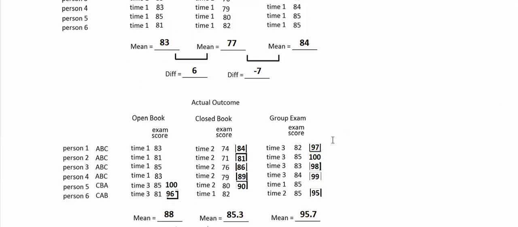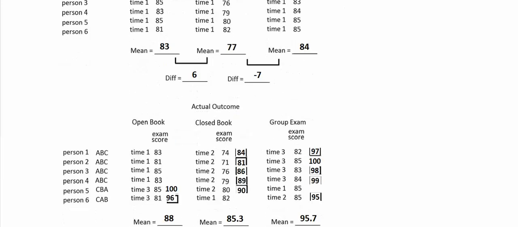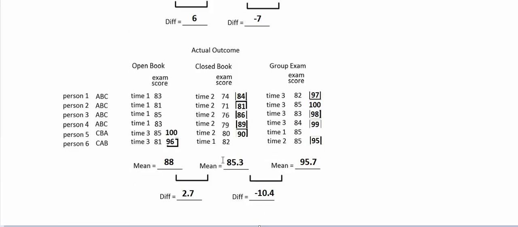So this is what you wouldn't want to do, because it's likely to give you a skewed outcome. And once again, to get this result here, I just subtracted this mean by this mean, and I subtracted this mean by this mean, and I got the differences.